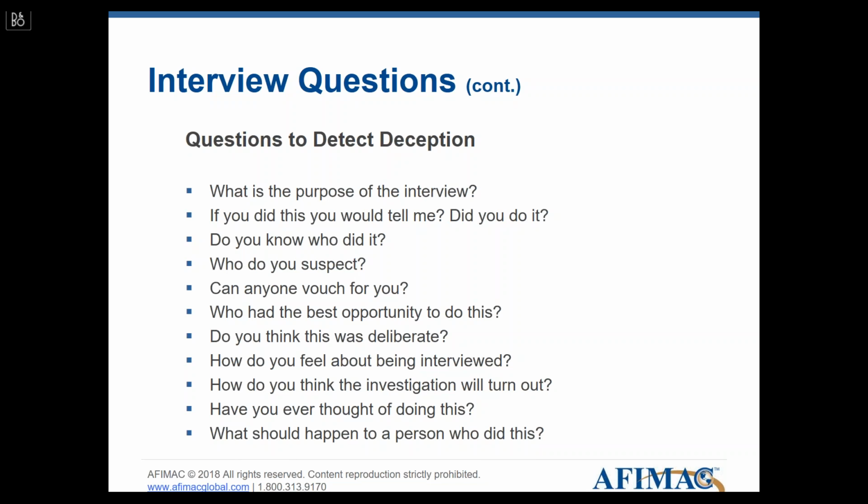I do find often, and I was called into an organization a couple of years ago, they had a chap that was in procurement. There was some suspicion around him getting kickbacks from a supplier. They had called me in and said, listen, we had asked the individual some questions and it really didn't go anywhere. Could you help us with this? And I found they had, and I'm really going to simplify this, folks: Did you do this? No. Do you know who did this? No. Who do you suspect of doing this? Nobody. Anybody vouch for you? Not really. You get where I'm going.